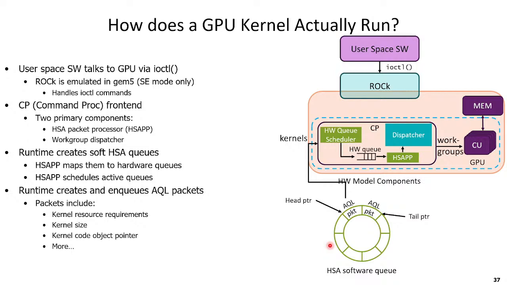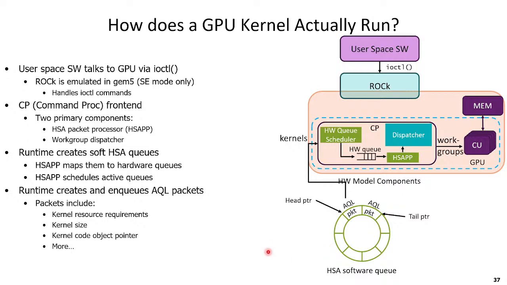The command processor does this through something we call an HSA packet processor. HSA stands for Heterogeneous Systems Architecture, an open source consortium by AMD, Texas Instruments, IBM, and a number of other companies that was designing ways to express interfaces for heterogeneous systems. So this is a vestige of that time. We create these queues with it. It then maps that work through the hardware queue scheduler to the hardware queues, and that's when the dispatcher sends that work off to the real GPU.